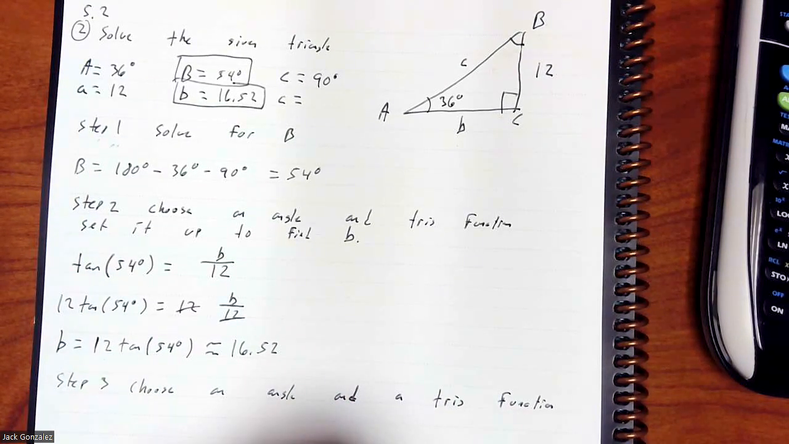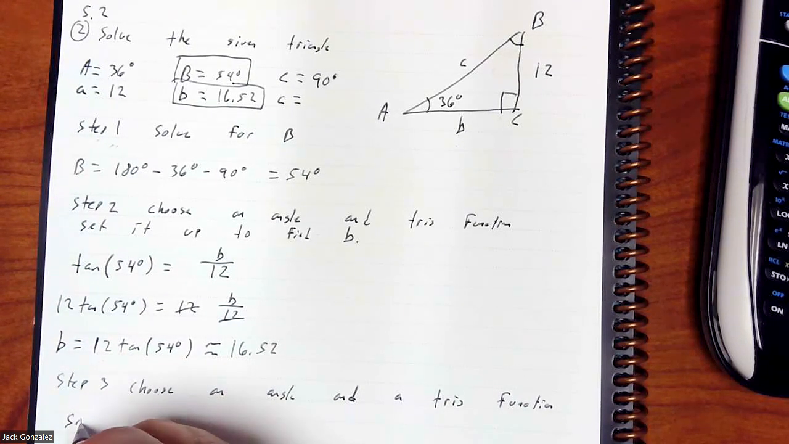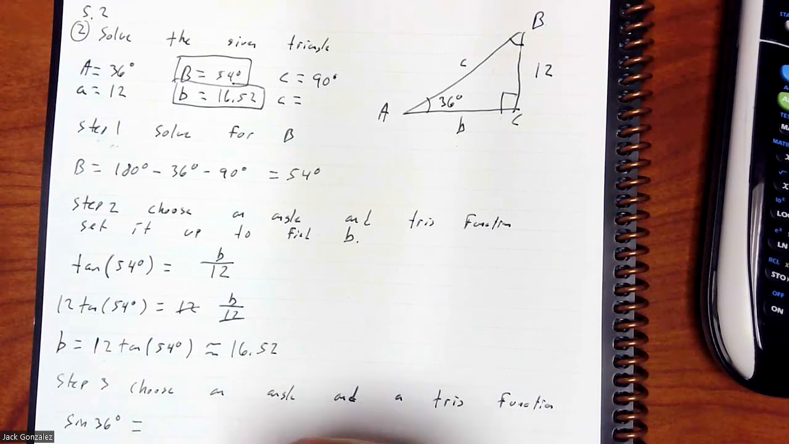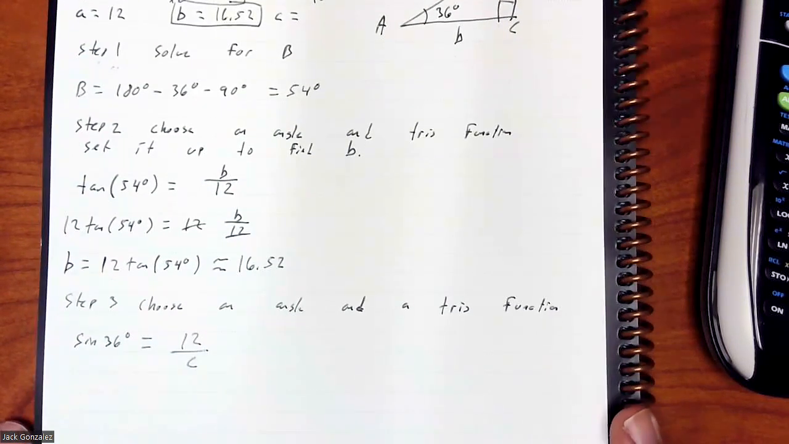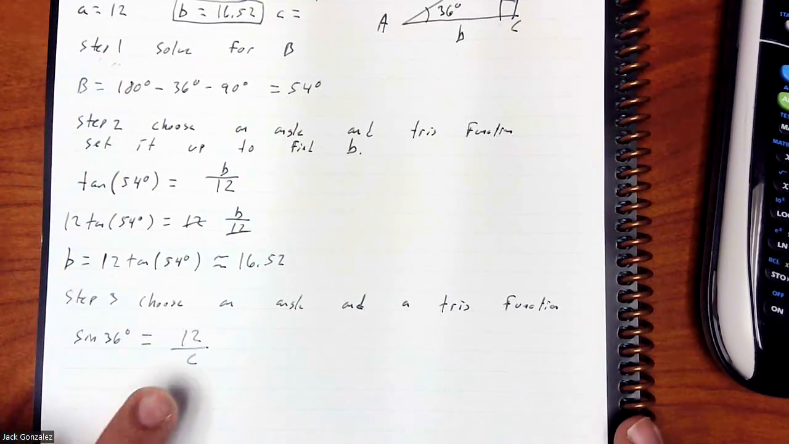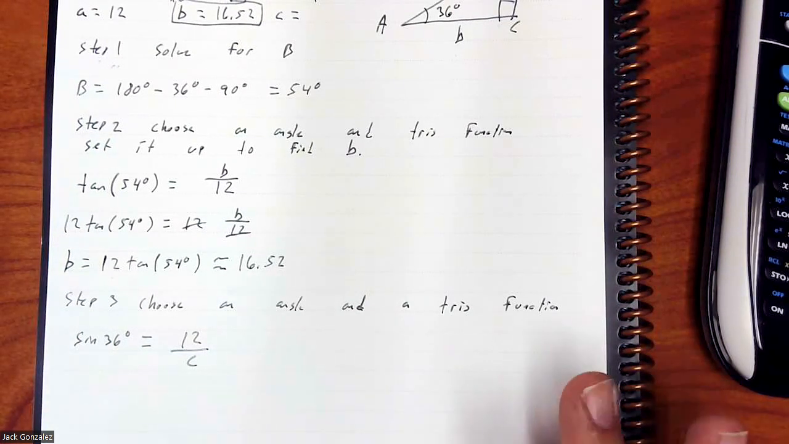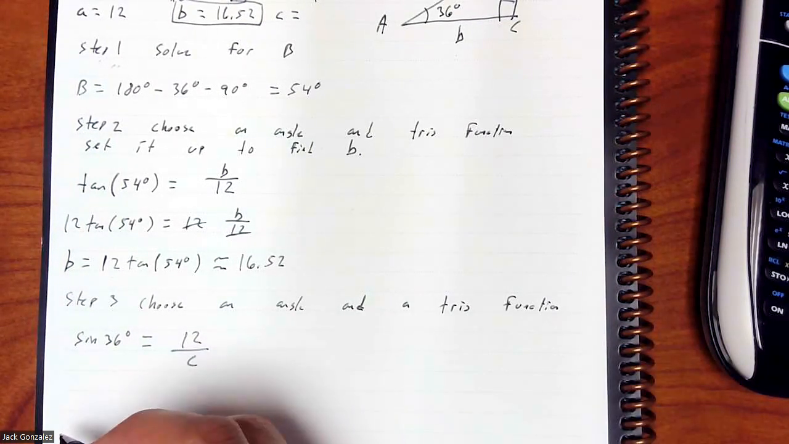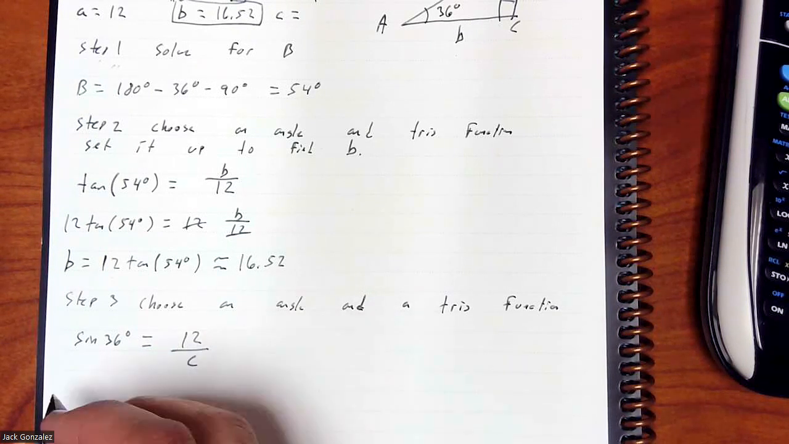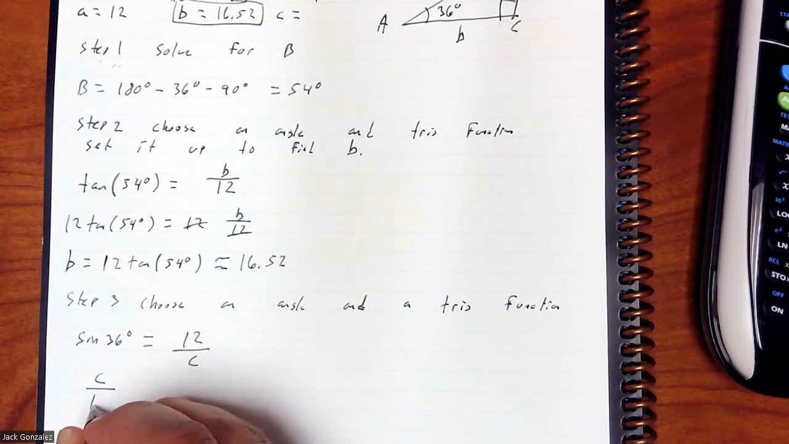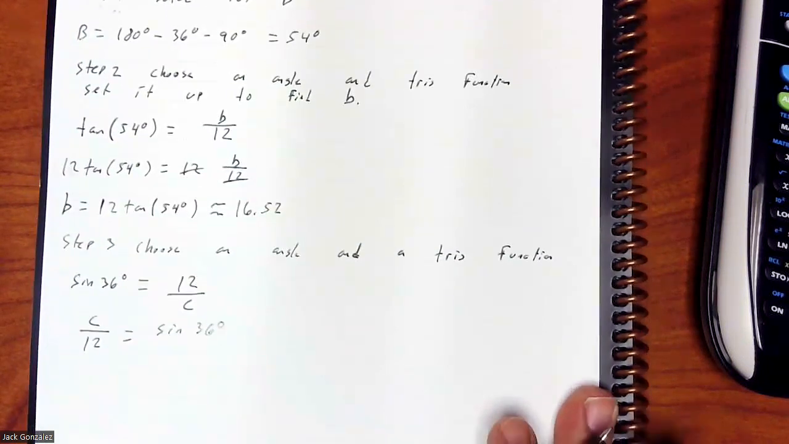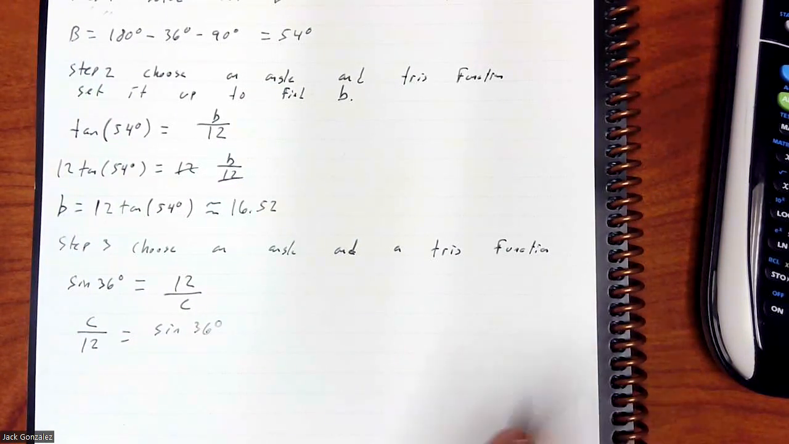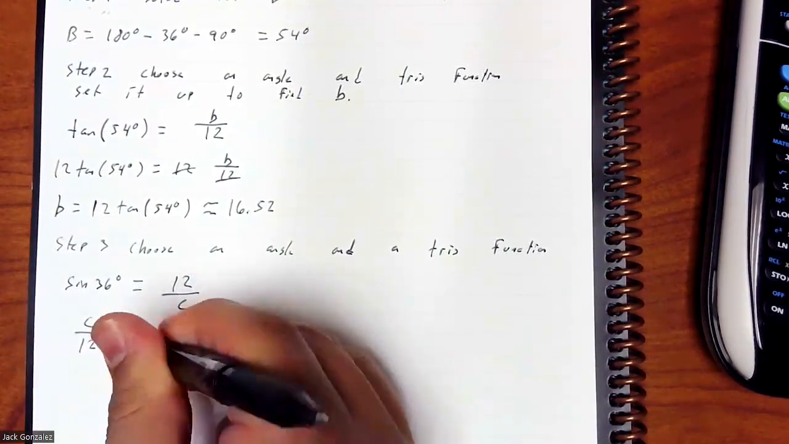Yeah, if we do sine of, let's say, 36, this will end up being equal to 12 over c. So since c's on the bottom, we'll have to do an extra step, which is okay. Who cares? I'm gonna take the reciprocal of both sides and move it over here. Is that okay? Is that weird? Yeah, that is weird. It's wrong, actually.